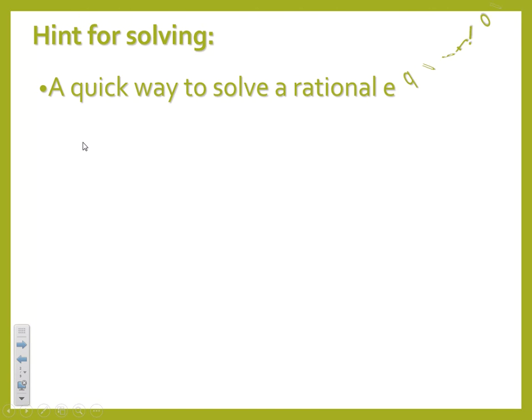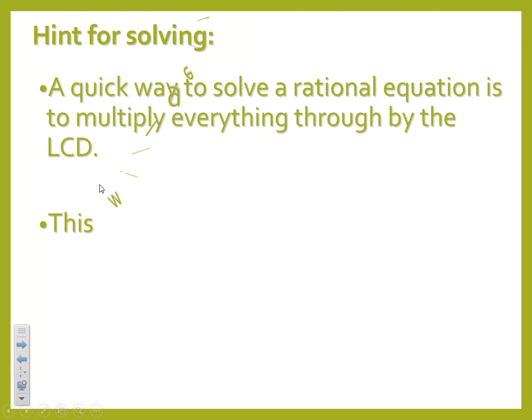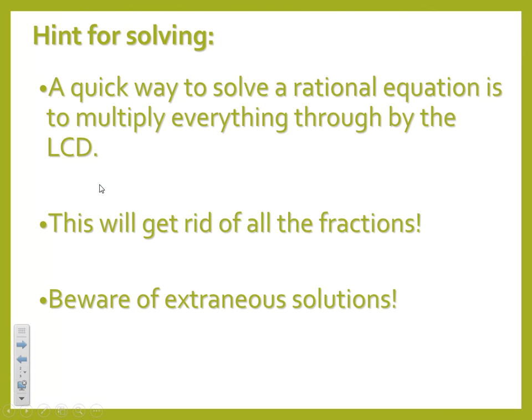To solve a rational equation, what we'll do first is find an LCD and multiply everything through by the LCD. Then we will get rid of fractions, and we must always check for those extraneous solutions that will give us a denominator of 0.